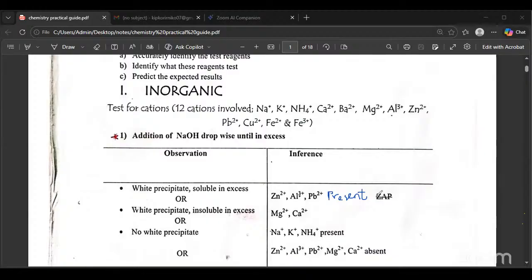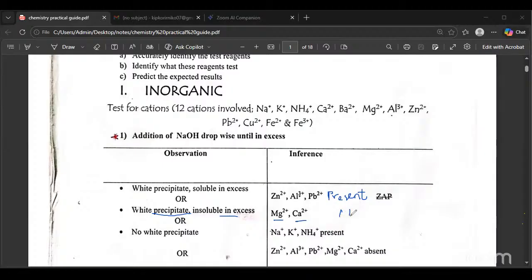Now, let us assume umeingia class na umesahau ZAP, which is zinc aluminium, and then you have decided umefika na ukapata white precipitate lakini ni soluble, lakini umesahau ZAP iko. Yeah, so you can write actually the opposite. So you can write the opposite, which is wrong, but it becomes right in that question. So you don't know which one forms white precipitate and then it dissolves in excess. But you remember those ones that are white but insoluble in excess. You see this one. The second one is white precipitate insoluble in excess. So it is magnesium ions and calcium ions present.